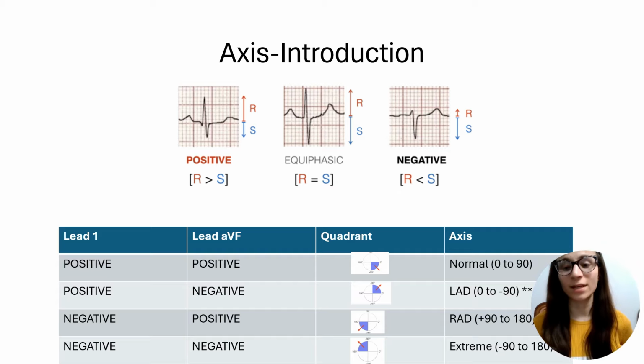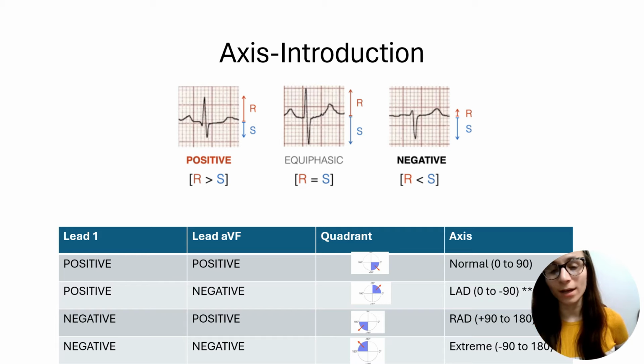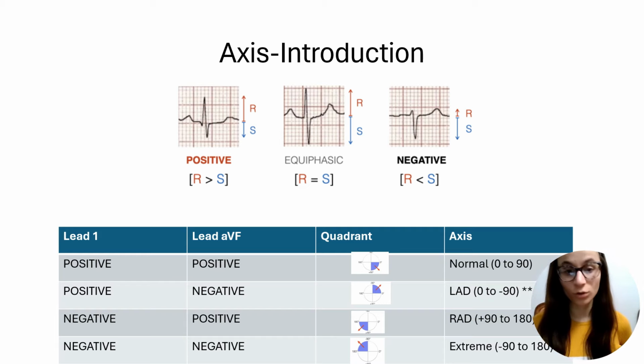There are many different methods to see if something is left axis deviation, right axis, or extreme. One method I like to use is the quadrant method. What you do is you look at the QRS complex in lead 1 and lead aVF, and you can use this chart below. If in lead 1 it's positive and in lead aVF it's positive, then we say it's normal axis. If it's positive in lead 1 and negative in lead aVF, then we like to say it's left axis deviation.